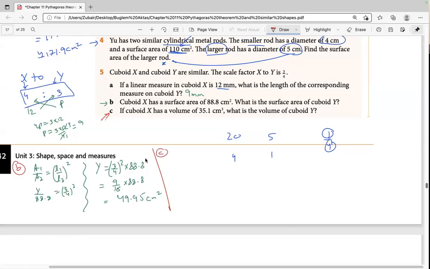If cuboid X has volume 35.1, what is the volume of cuboid Y? V1 by V2 equals L1 by L2, and what will be the power? Cubed. So 14.8. 35.1, and length of Y was 3. This was 4. Cube Y is equals to 3 by 4.